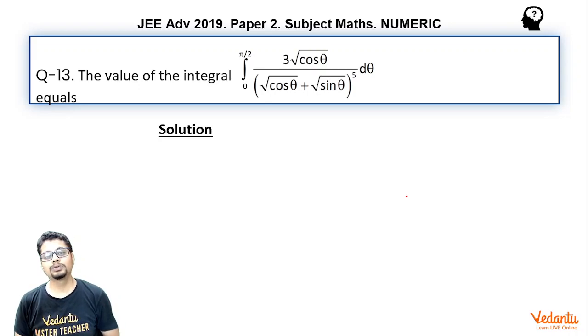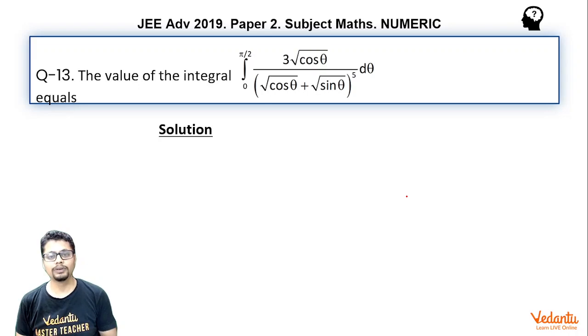Now, seeing this question, the first thought that may come to mind is to use property of definite integration. You may use property 4, property 6, especially property 6 given that one of the limits is 0. And what's that property? Integral 0 to 2a f(x) dx is equal to integral 0 to a of f(x) plus f(2a minus x) dx.